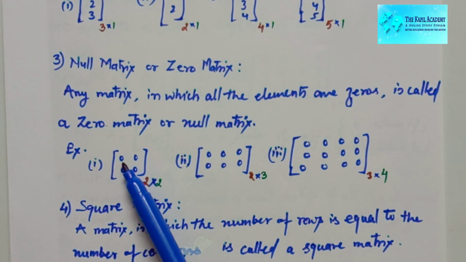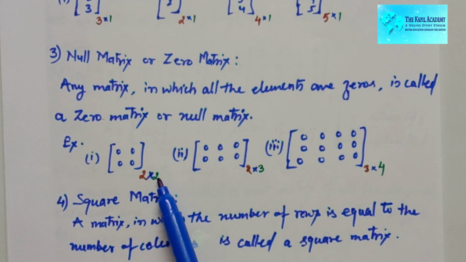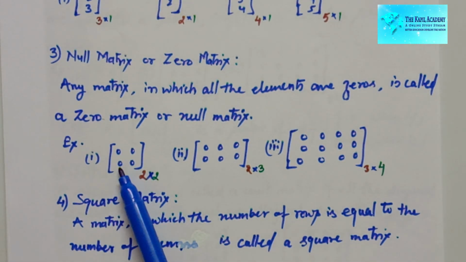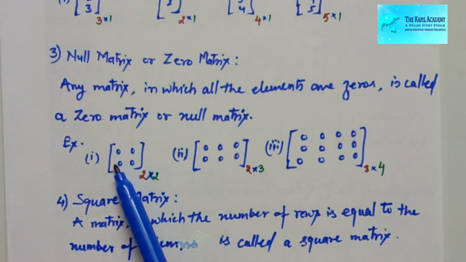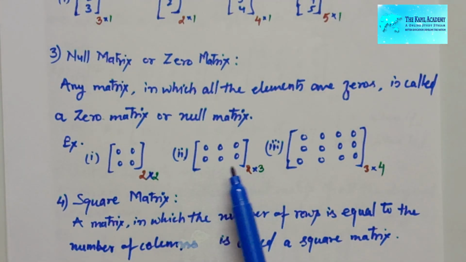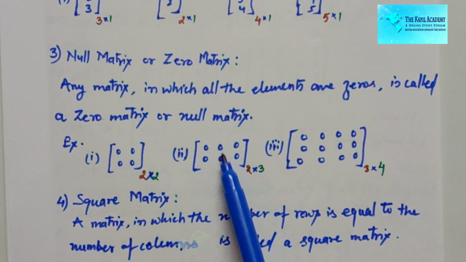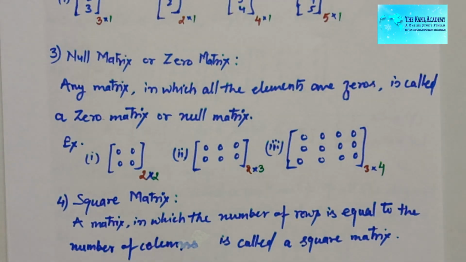In this first example, the dimension of this matrix is 2 by 2. So there are 2 elements in the first row and the remaining 2 elements in the second row, but all the elements are 0, and this matrix is known as the null matrix. Similarly, in the second matrix, 2 by 3 is the dimension, and we arrange 6 zeros in 2 rows and 3 columns. All elements are 0, so it is also known as the null matrix.